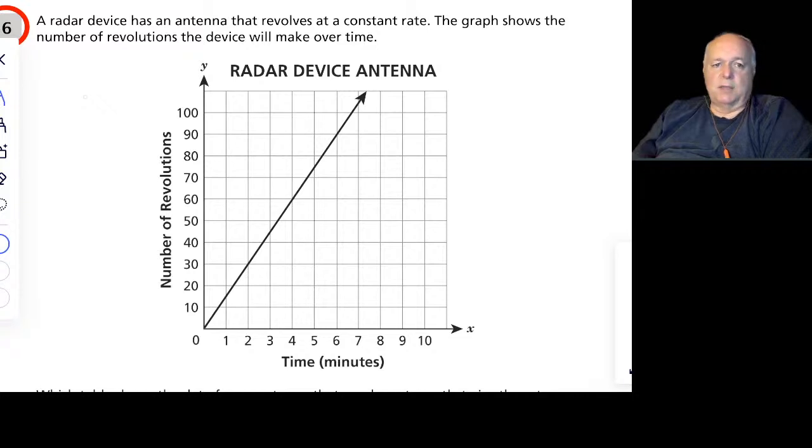So when we come to a problem, as you may know, I like to look at the illustration first. We have an x-axis and a y-axis, and the illustration shows a radar device antenna. We have units at the bottom going by ones and units on the left going by tens. That's always important to notice, since there's no legend. The bottom is time, and the left-hand side is the number of revolutions of something.